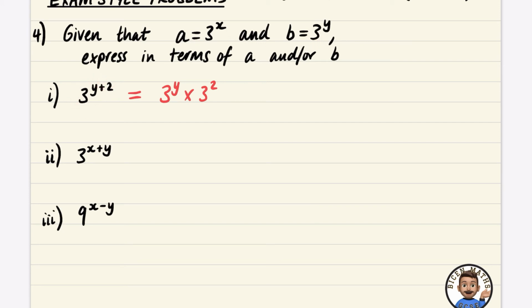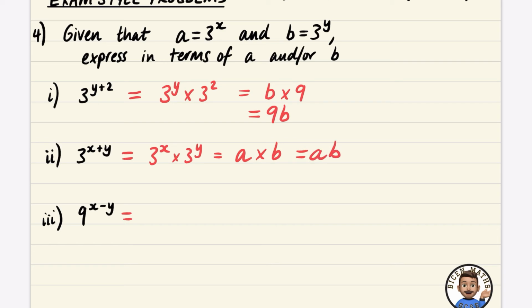I'm going to try and take this thing and write it in this language. It looks like I can now replace this with b. So this is b multiplied by 3 squared, which is 9. So I could just write this one as 9b. So we're going to be using some of the other index laws in reverse here. We're going to do 3 to the power of x, and it's going to be multiplied by 3 to the power of y. 3 to the power of x is a, and 3 to the power of y is b, so it's just a times b, or ab.